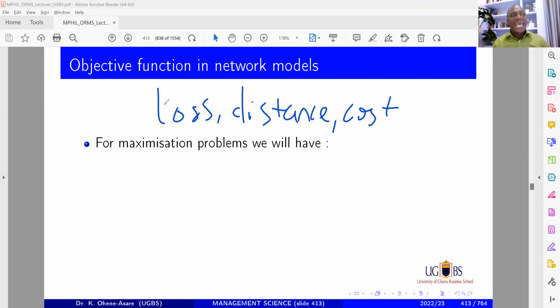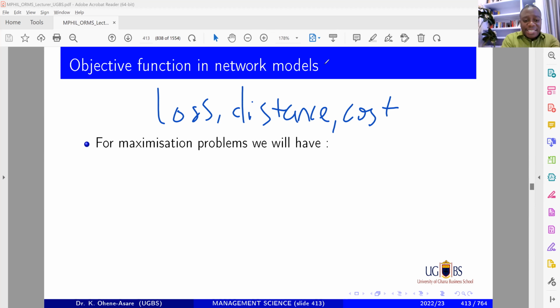You'll be minimizing anything. For example, if you look at COVID-19 infections, you'll be minimizing. So there are things that you'll be minimizing and there are things that you'll be maximizing. Therefore, when you are forming this, let me just give you something. This is very important before we move on.